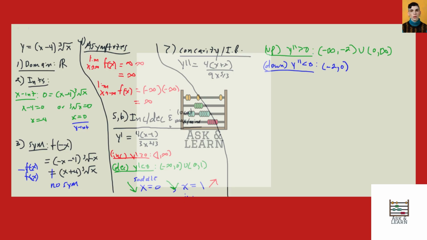So what we need to do now is go ahead and use those two possible points of inflection, which were x is equal to negative 2 and x is equal to 0. So to the left of x is equal to negative 2, this function should be concave up. And to the right of negative 2, the function should be concave down. And to the right of 0, the function is going to be concave up. So we have that both of these are points of inflection.